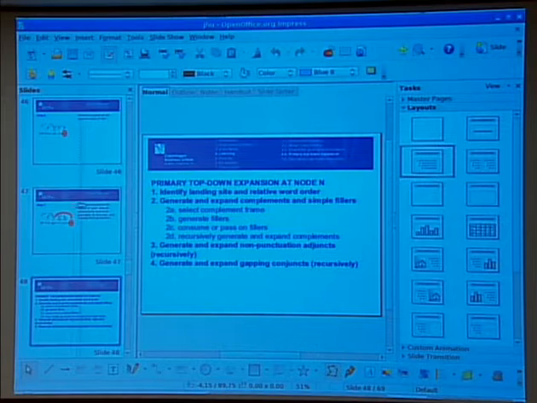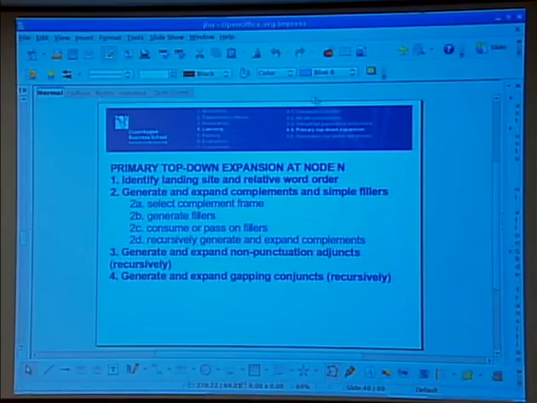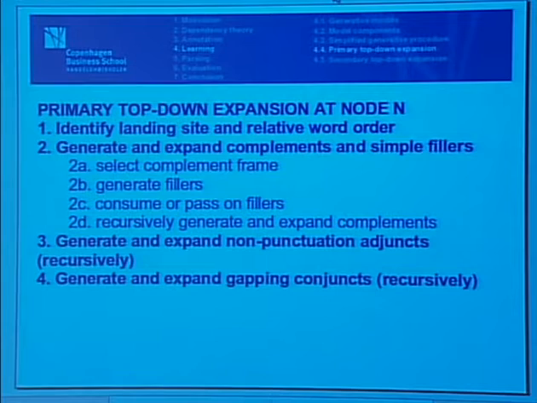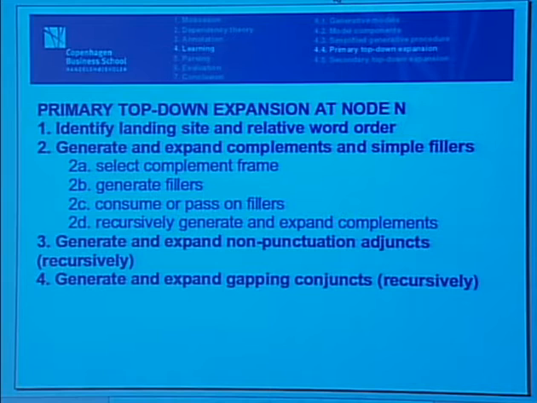So the basic generation procedure is a lot more complicated than the one I showed you before. It's primarily a top-down expansion with a lot of different steps where we identify landing site and relative word order. Then we generate and expand complements and simple fillers using the same techniques that Eisner and Collins did. Then we generate and expand the non-punctuation adjuncts. Again, this is basically the same technique as in Collins. Then we generate and expand gapping conjuncts. This is really new in the model.